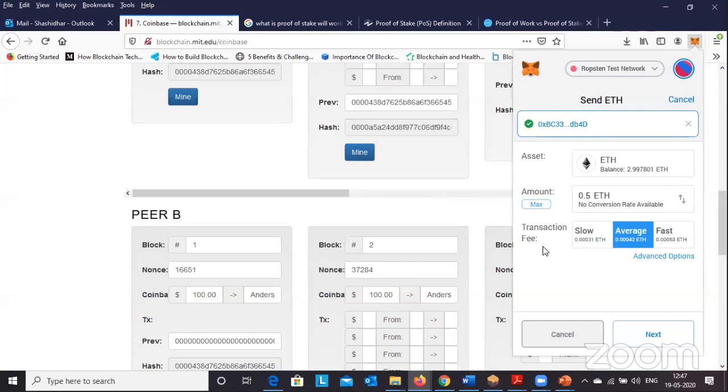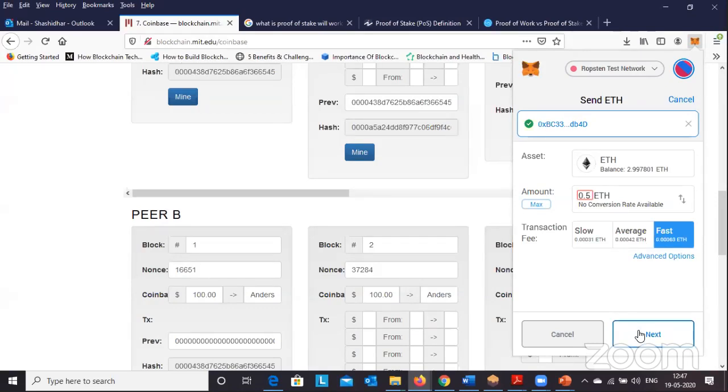And then there is the transaction fee. In a blockchain network, if you want to perform any transaction, there will be a transaction fee that is paid in terms of gas in the Ethereum network. Gas is the fuel of the Ethereum network. Here we have different options: slow, average, and fast transaction fees. I am selecting the fast transaction.